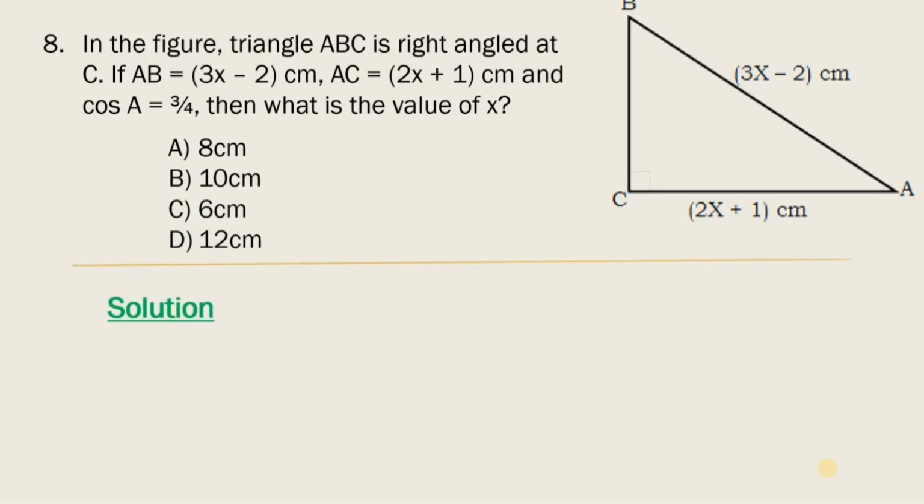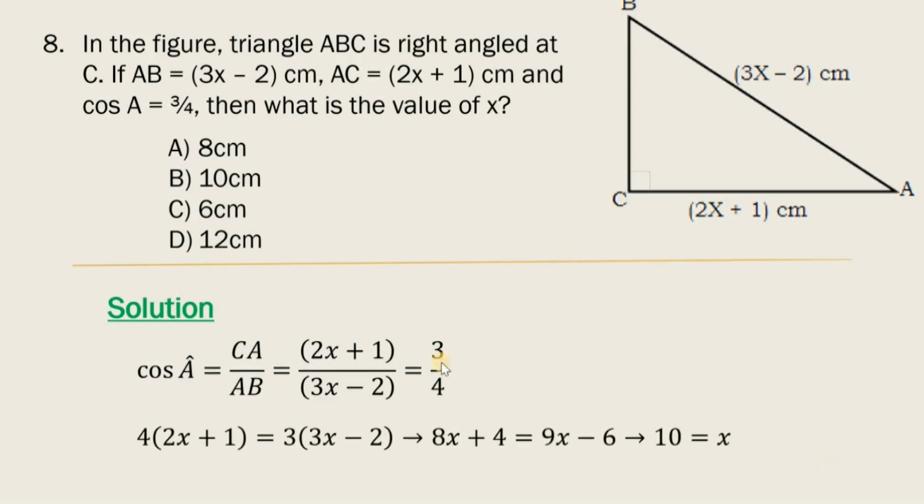Here's the solution. Cos A equals adjacent over hypotenuse, so in this case it's CA over AB, which is 2x plus 1 over 3x minus 2. And we know that this is equal to 3/4 because we are told this in the question. If we rearrange this equation here, then we get 4 times 2x plus 1 equals 3 times 3x minus 2, which means that 8x plus 4 equals 9x minus 6, which means that 10 equals x. So the answer is B. X is 10 centimetres.